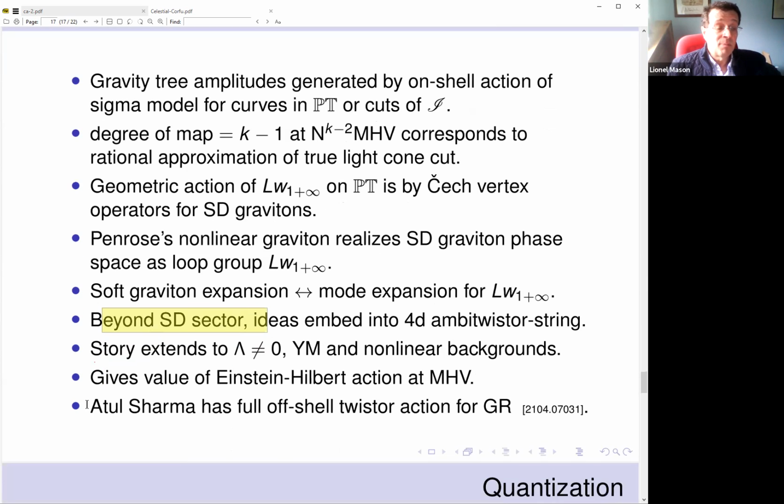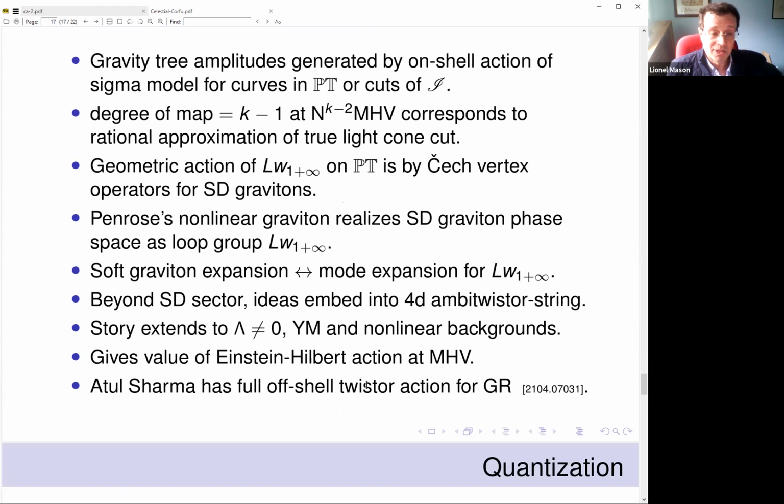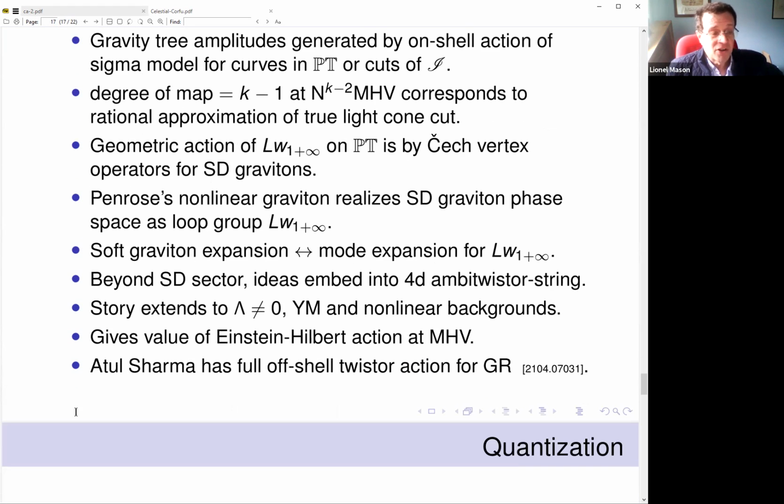I just want to give a bit of a plug. I like the direct relationship with the Einstein-Hilbert action. It only occurs at MHV, but I want to give a plug for Atal's paper here, where he now can do that off-shell for all MHV degrees. So that's something, well, okay, there's no connection with amplitudes yet there. I mean, there's a lot of work to be done on this, but that's a step forward.